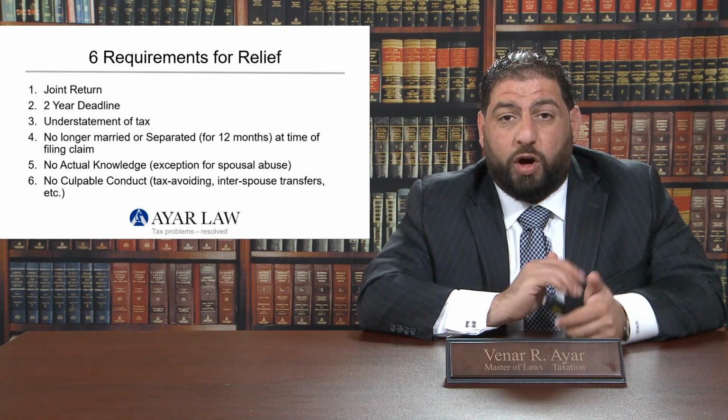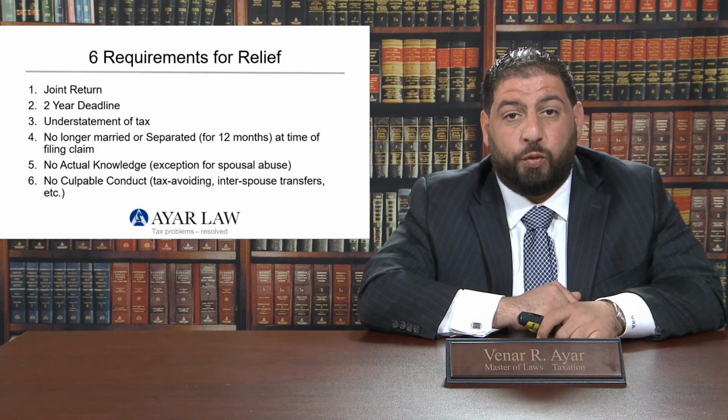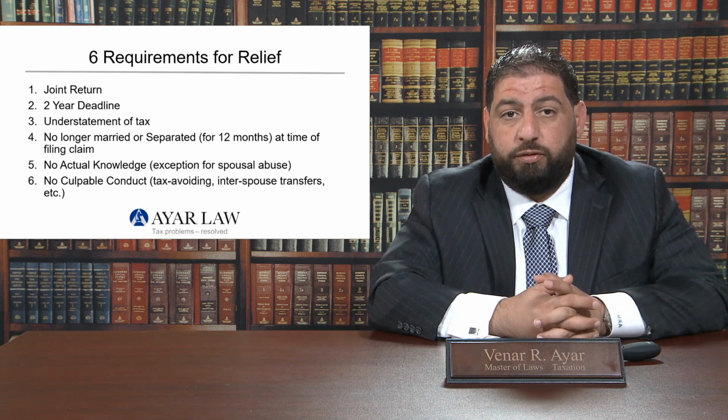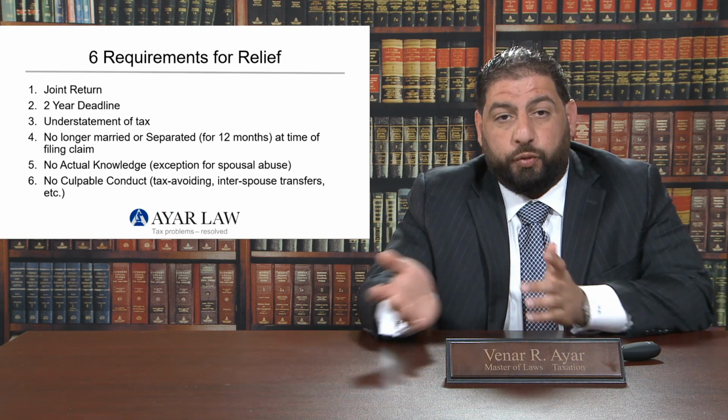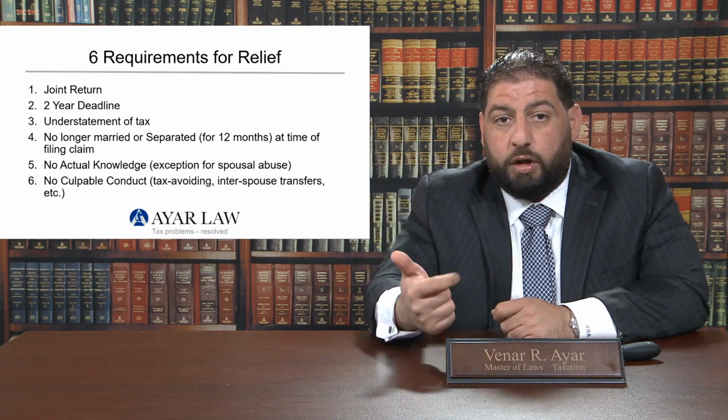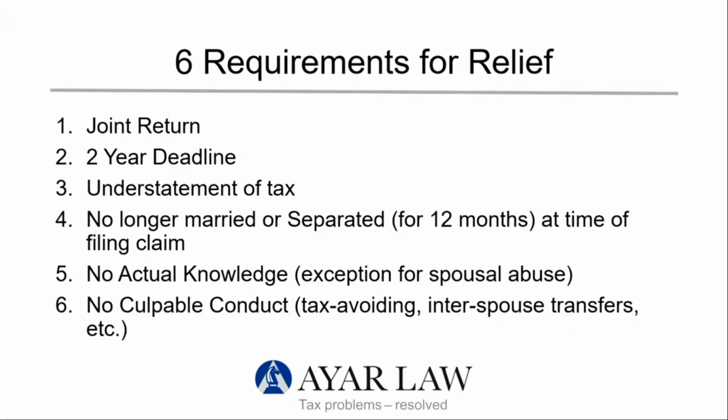There are 6 requirements for requesting this type of relief. Some of them overlap with innocent spouse relief. Some of them are new. So the 6 requirements are: it must have been a joint return. You still have the 2-year deadline. There must have been an understatement of tax. Those are the 3 repeaters, and they're treated the same in this relief as they are for innocent spouse relief.